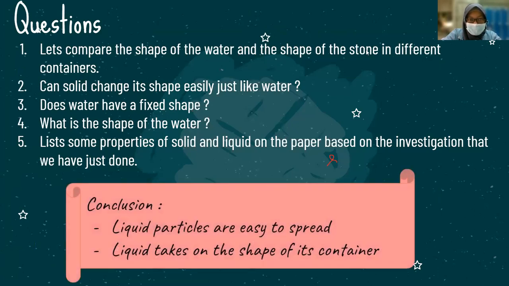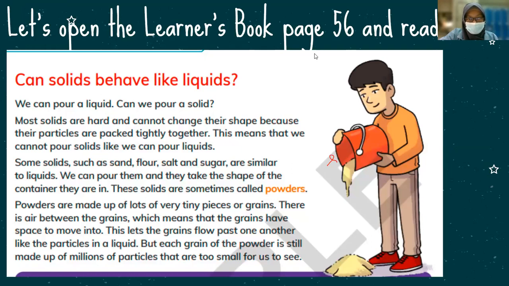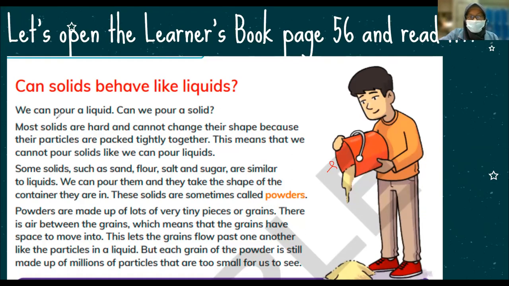And the conclusion is liquid particles are easy to spread. For example, if you pour the liquid into a plate, it will spread over the surface of the plate. Liquid takes on the shape of its container. You have proven this as well. And these are the topics from your learner's book, page 56. We can pour a liquid. Can we pour a solid? Well, solids are hard and cannot change their shape because their particles are packed tightly together.